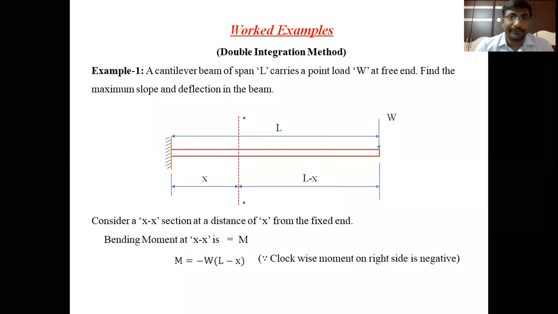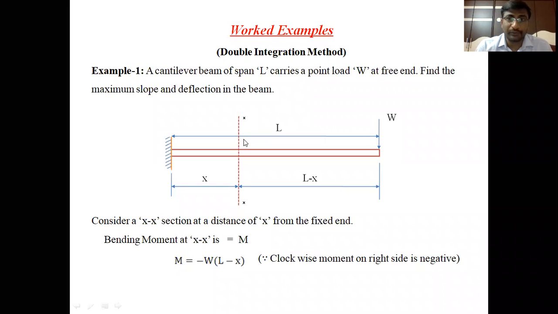So let us look at this problem. A cantilever beam of span L, capital L is the length, carries a point load W at the free end. This is the fixed end. This is the free end of the cantilever beam. Find the slope and deflection in the beam, that is, the maximum slope and deflection.